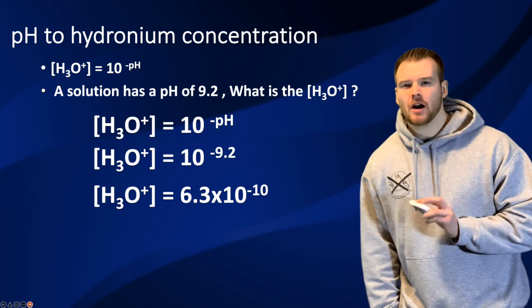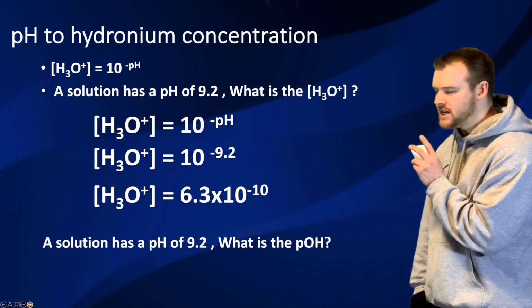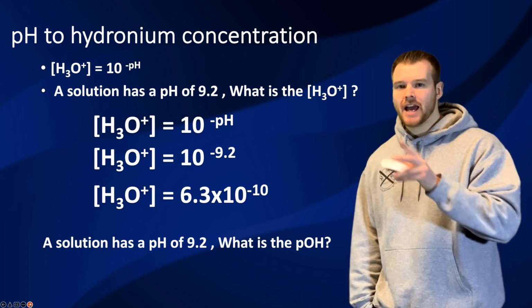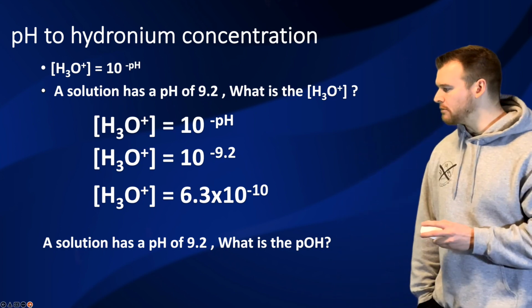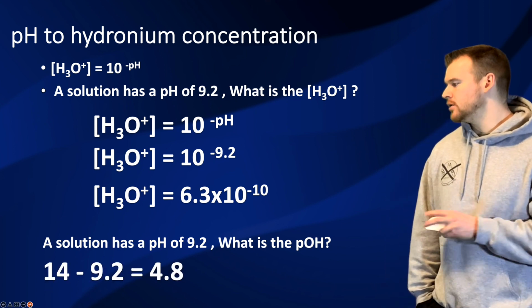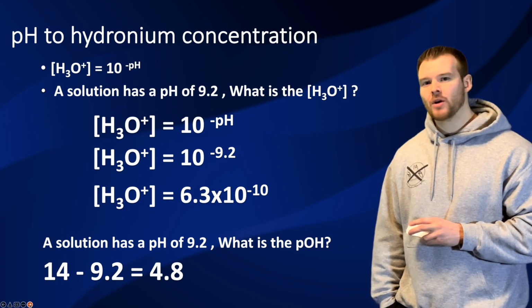And just before we finish here, I want to add in, if you were asked for the pOH, remember, all we have to do is take the difference between the pH and 14. So we have the pH of 9.2. What's the pOH? We'll just go 14 minus 9.2, and we get our answer of 4.8.